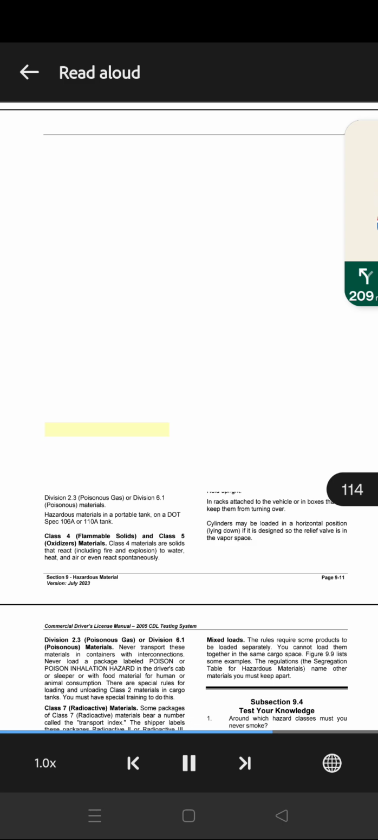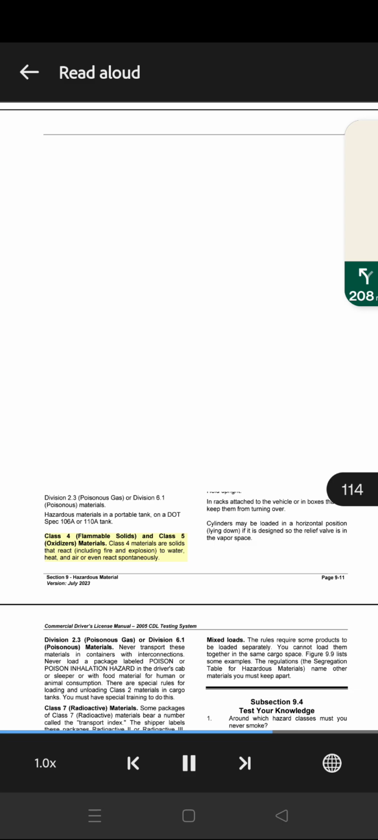Do not transport Division 1.1 or 1.2 in vehicle combinations if there is a marked or placarded cargo tank in the combination, if the other vehicle in the combination contains Division 1.1A initiating explosives, packages of Class 7 radioactive materials labeled Yellow 3, Division 2.3 poisonous gas or Division 6.1 poisonous materials, or hazardous materials in a portable tank or on a Spec 106A or 110A tank. Class 4 flammable solids and Class 5 oxidizers materials.